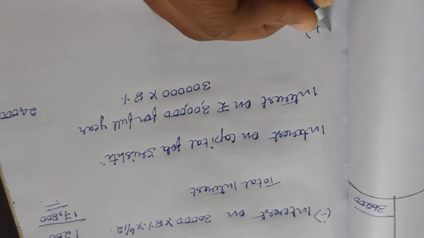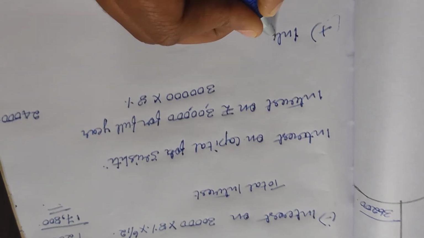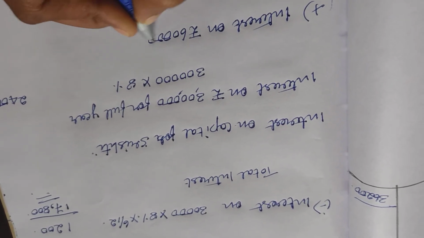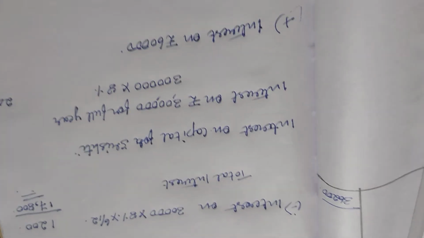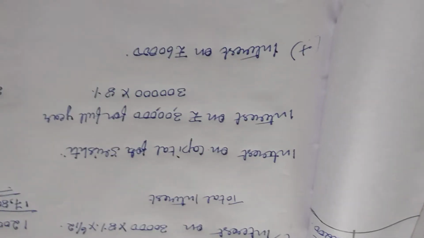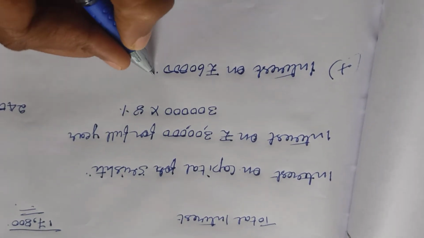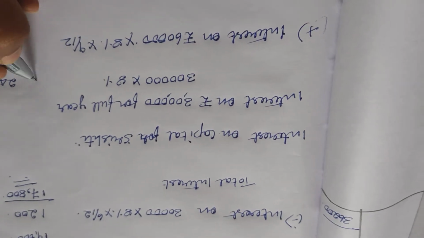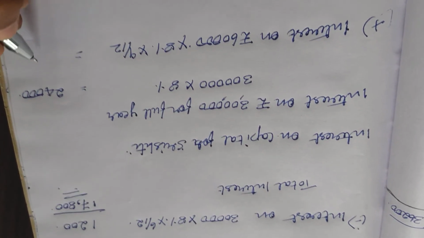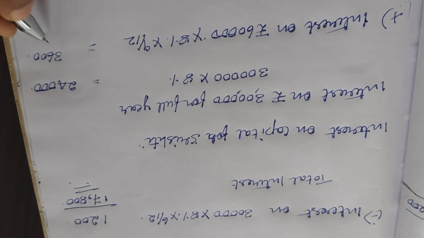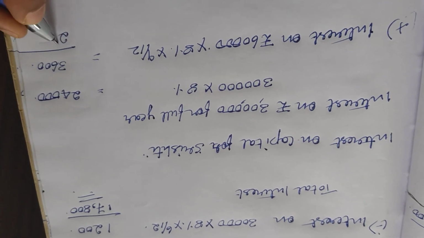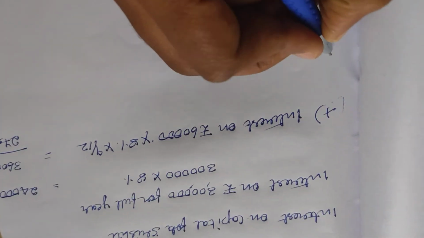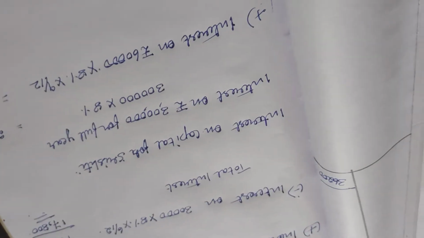She also brought additional capital. Interest on the additional capital, that is 60,000, which she brought on the same date. So 60,000 into 8% into 9/12 is equal to 3,600. So the total interest is 27,600.